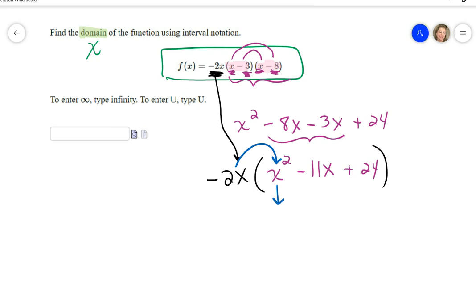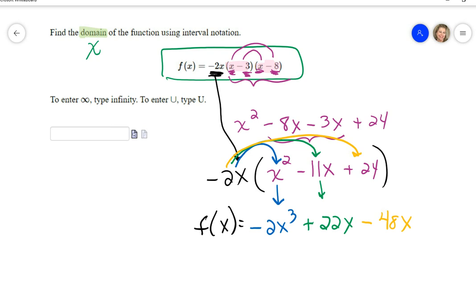Negative 2x times x squared is negative 2x cubed. Negative 2x times negative 11 is a positive 24. Whoops, not 24, April. 22. Sorry about that. I'm not very good at math. 22x, that was a joke. Okay. And then the negative 2x times the positive 24 is a negative 48x. So that is what f of x is.